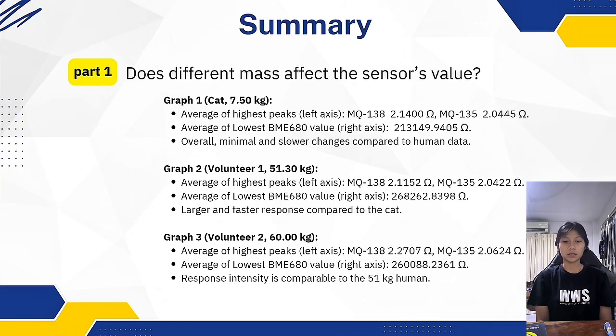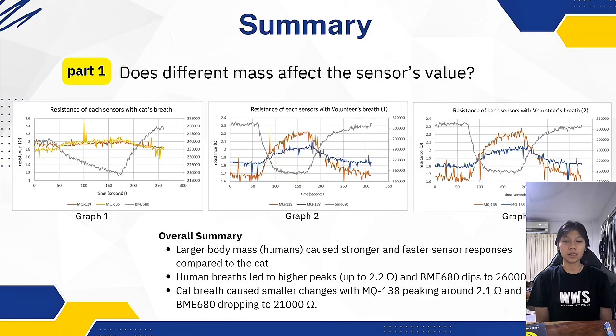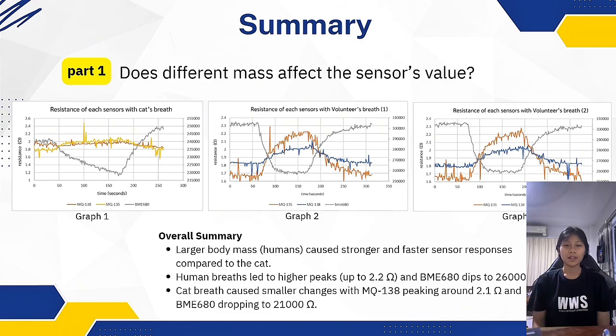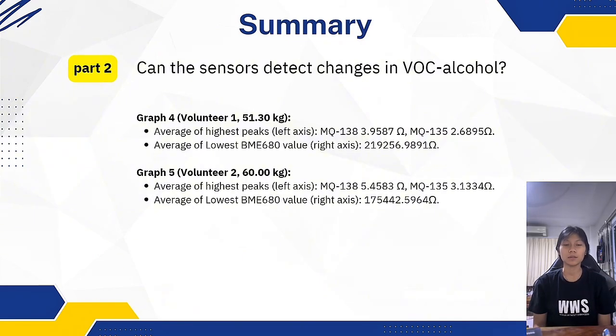Overall, the graph suggested that larger body mass can create a more intense change and a faster reaction time. For humans, the MQ138 can go up to 2.2 ohms, and the BME can dip to 26,000, which means that it causes less change for the cat. Next is the detailed summarization of part 2.